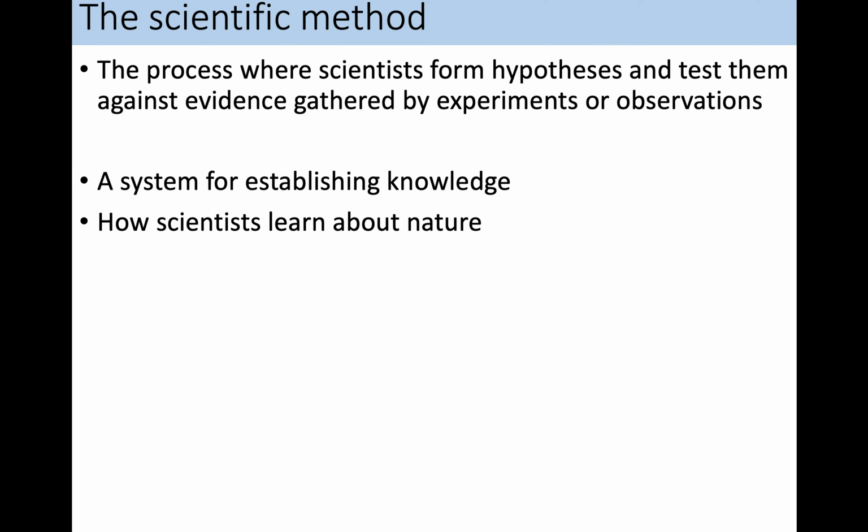So scientists use what we call the scientific method. This is the process where scientists form a hypothesis or multiple hypotheses, test them, gather evidence, gather more evidence, test again, do experiments, make observations, and determine if their hypothesis was true or not. It is the main system for establishing knowledge, for learning new things about anything. It's how scientists learn about Earth, about nature, about space, about astronomy, using this scientific method.